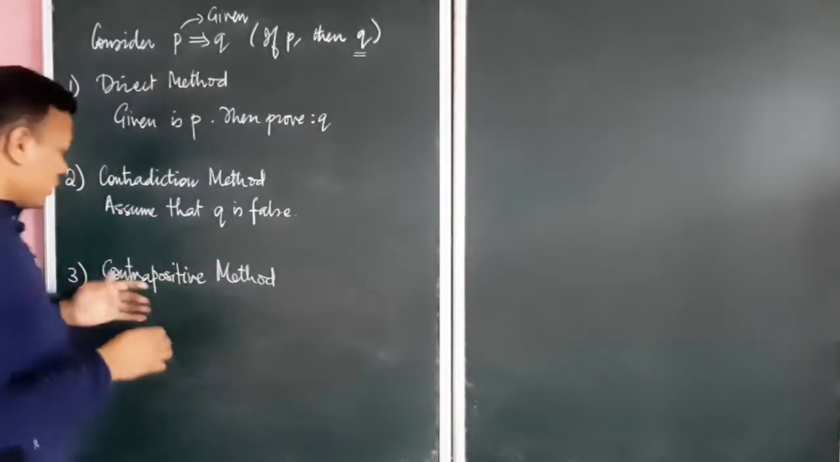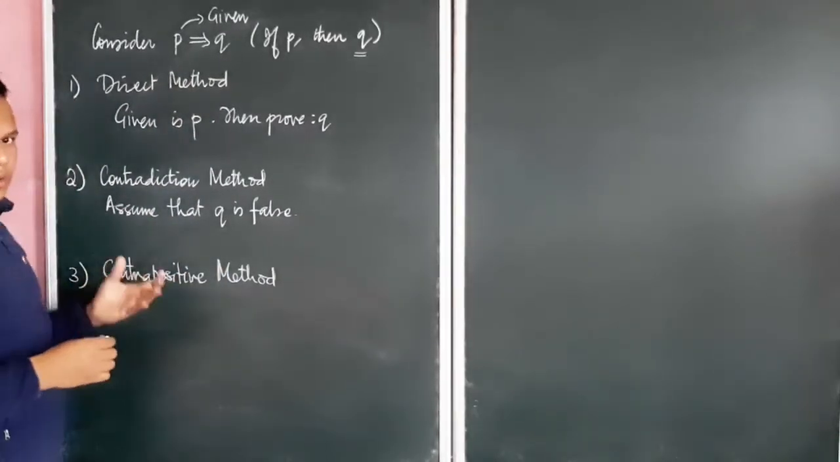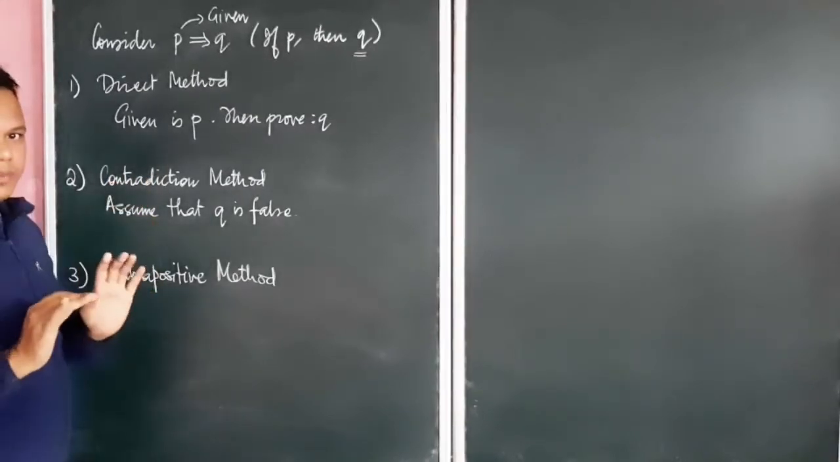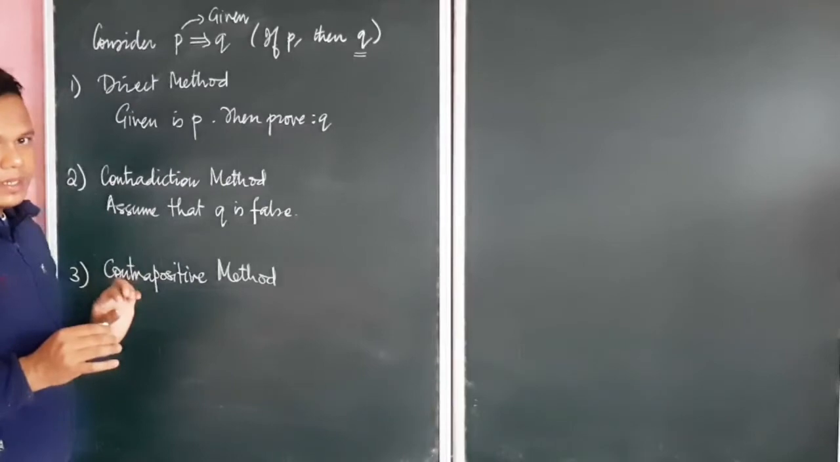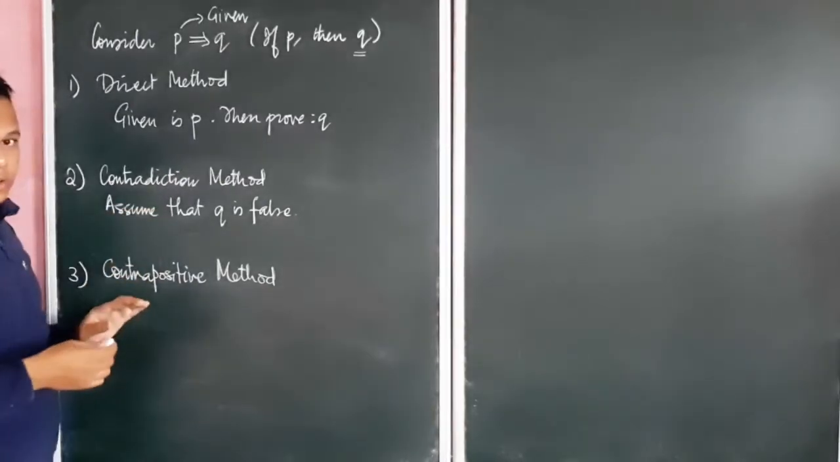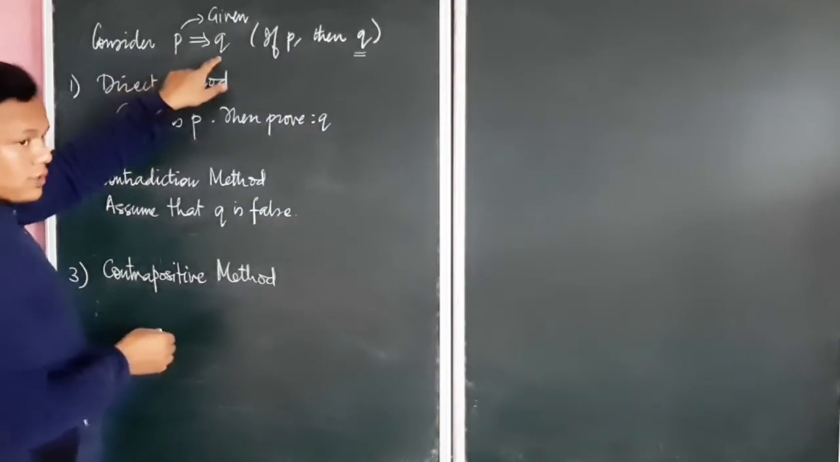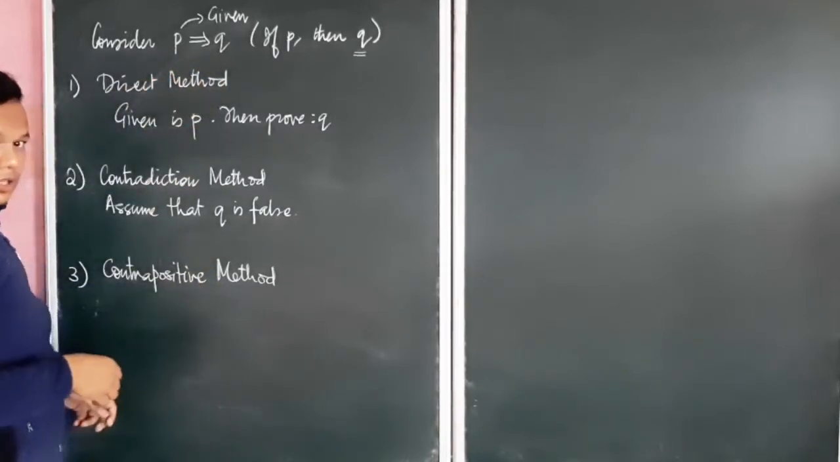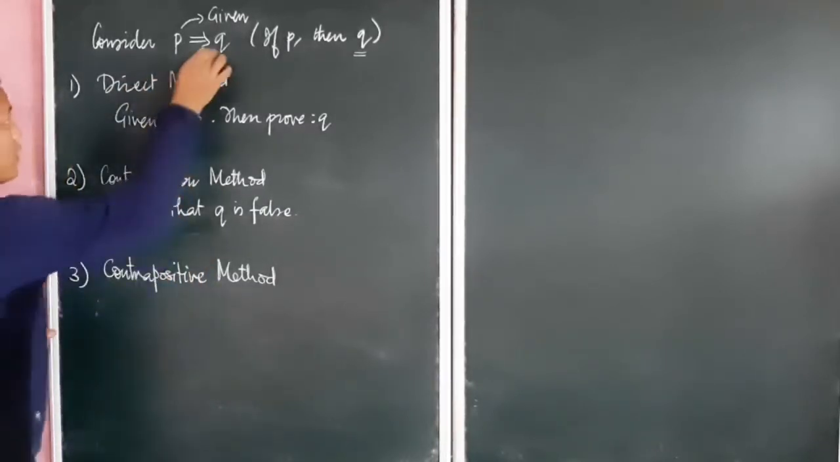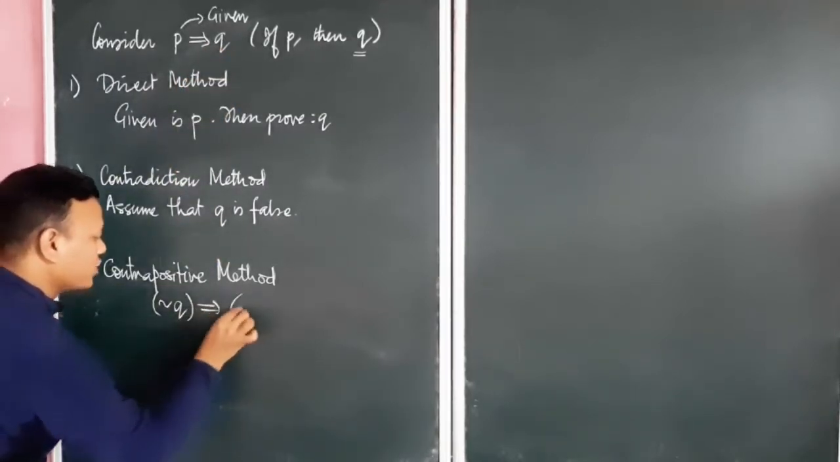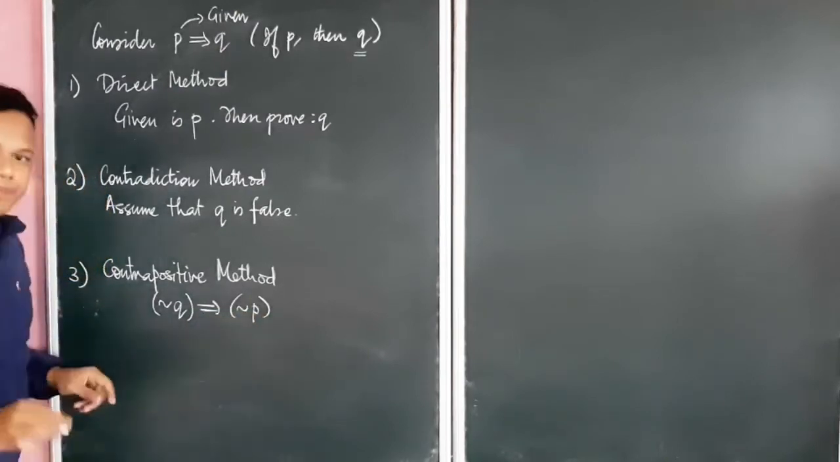Okay, so the last one is contrapositive. Now contrapositive and contradiction both are going to be similar. Only the last step will be different, otherwise everything is going to be similar. And we know that if P implies Q is the statement, its contrapositive is what? Its contrapositive is written as negation of Q implies negation of P, isn't it?